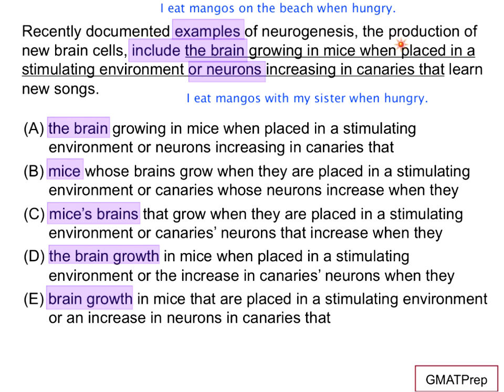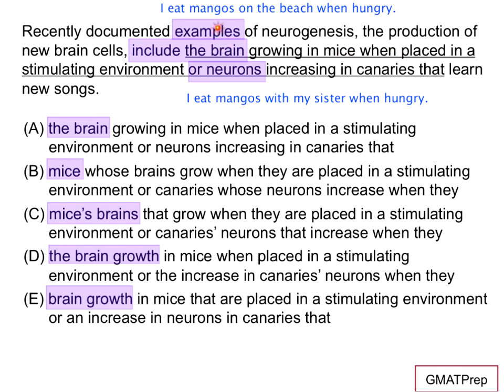That doesn't make any sense. Or, no, you could say it's the brain. Let's say it's the brain. The examples include the brain growing, blah, blah, blah, when the brain is placed in a stimulating environment. Like they're taking the brain out of the mouse and putting it in a stimulating, ew. Let's hope that's not what they're doing. None of these make sense, right? The only thing that makes sense is placing the mice in the stimulating environment, but you can't do that.